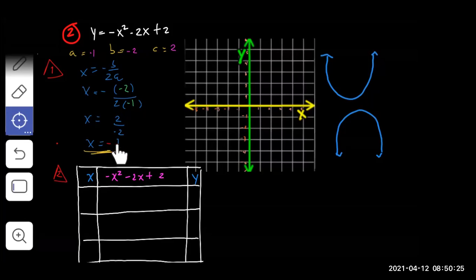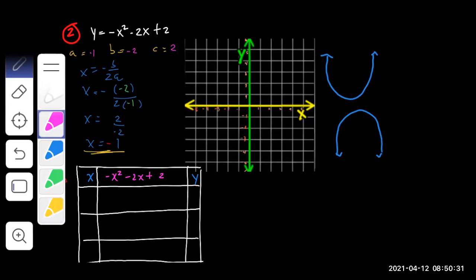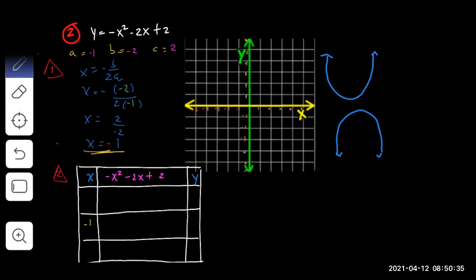This value, guys, the value that you got from step 1, is going to be in the center. This x equals -1 is going to be right here. I repeat, the one that you got in step 1 is going to be at the center of the table, -1. And then, guys, you need to take values to the left and right of this value. Can someone tell me one value to the left of -1?